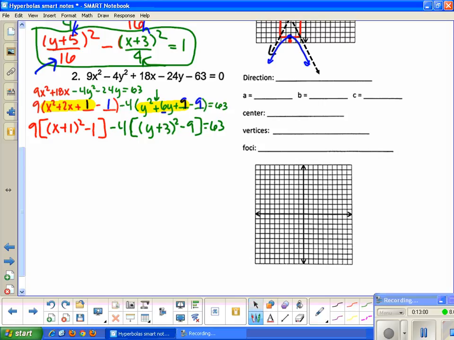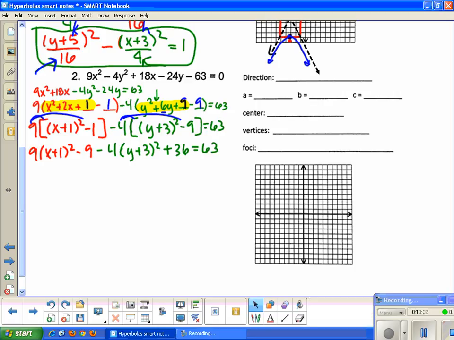Now I need to take the number in front and multiply it by each of my terms. So when I do that, I get 9 times x plus 1 quantity squared minus 9. Over here, I get -4 times quantity y plus 3 squared, and then -4 times negative, don't forget to change the sign, becomes plus. And so we multiply that, we get plus 36. And then we're going to take the 9 to the other side by adding it, and the 36 to the other side by subtracting it.